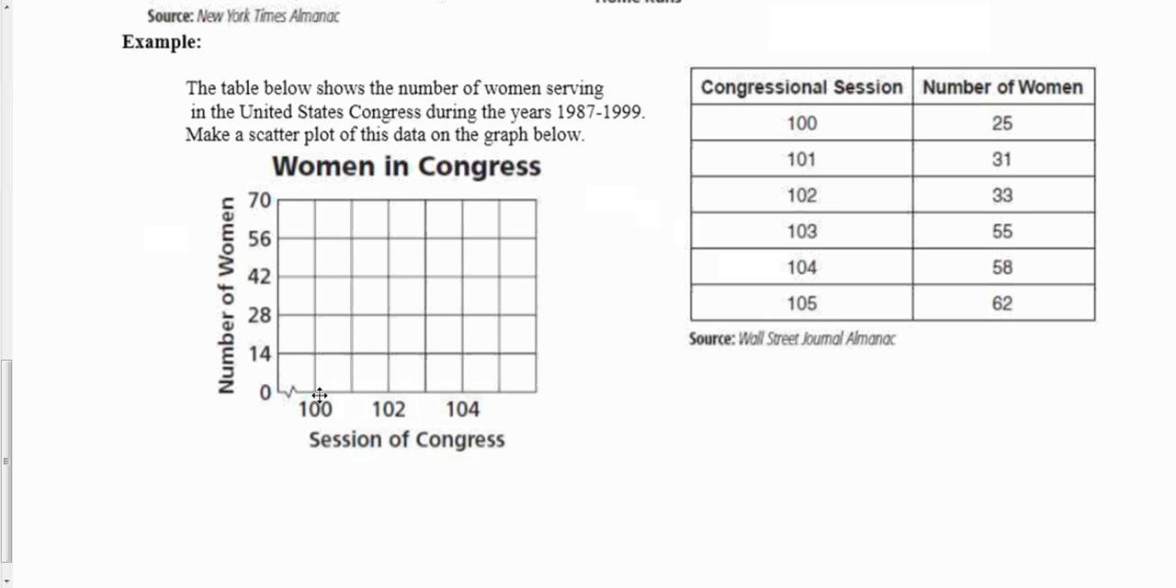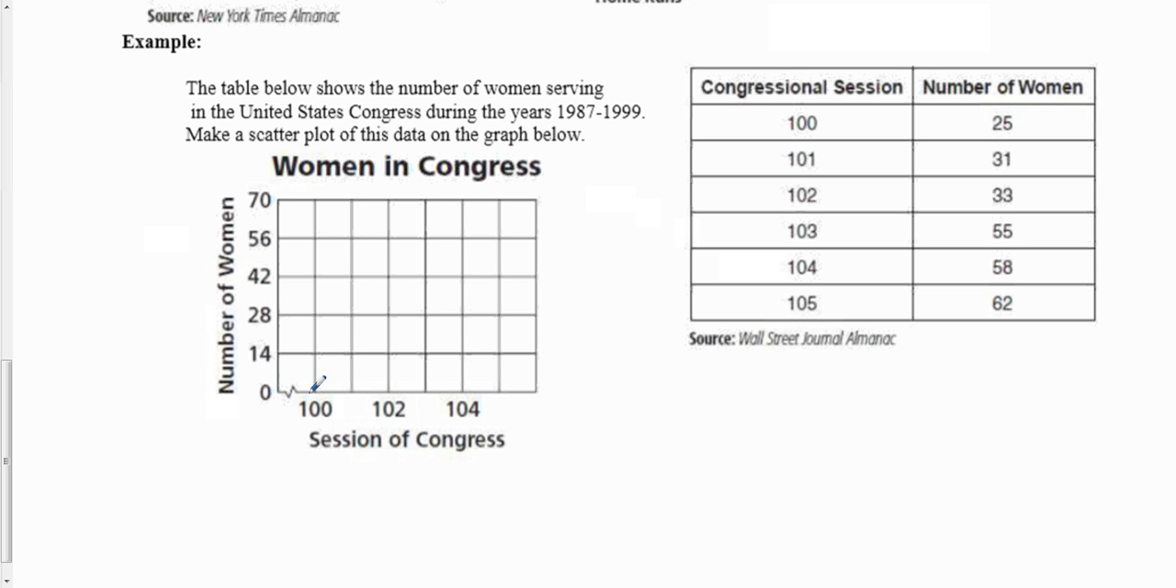This line is 100. This would be 101, 102, 103, 104, 105, 106. So depending on the session of Congress that we are in, this is the number of women that we have. So it's not perfectly scaled, and we went over that before, how sometimes when it's not perfectly scaled, it can throw things off. But let's go ahead and just make our scatter plot, and we'll see how this actually turns out. So, Congressional Session 100, there were 25 women.